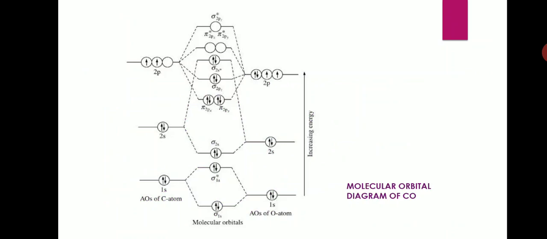So we have a vacant pi star and sigma star molecular orbital. Sigma is the HOMO, or highest occupied molecular orbital, and pi star is the LUMO, or lowest unoccupied molecular orbital in this case.